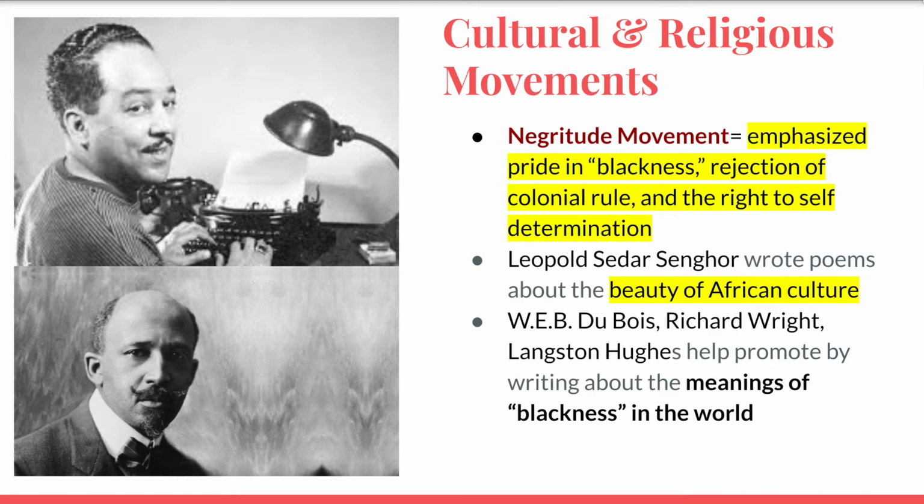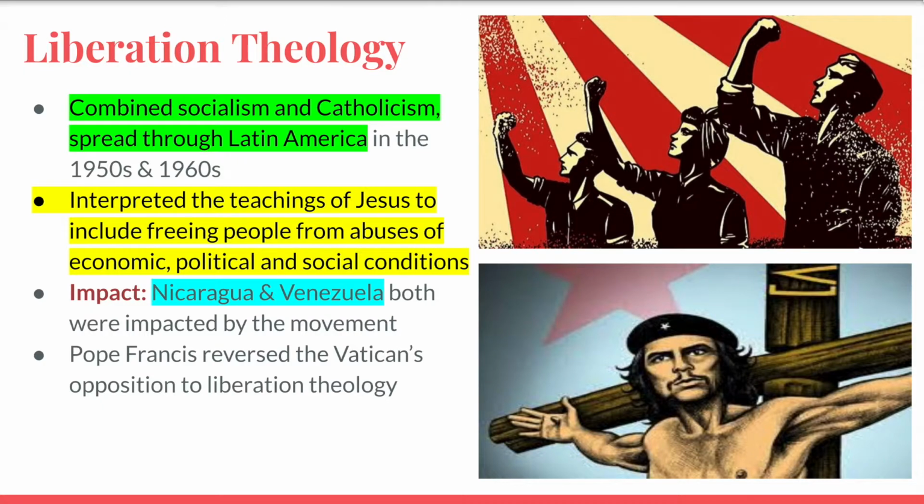Some social, cultural, and religious movements. We have the Negritude movement, and that emphasized the pride in blackness and the rejection of old colonial rule, the right to self-determination, right? And there are some important members here of the movement. Leopold Sédar Senghor, he wrote poems about the beauty of African culture. W.E.B. Du Bois, Richard Wright, Langston Hughes, they helped promote this movement by writing about the meanings of blackness in the world, which were very, very influential.